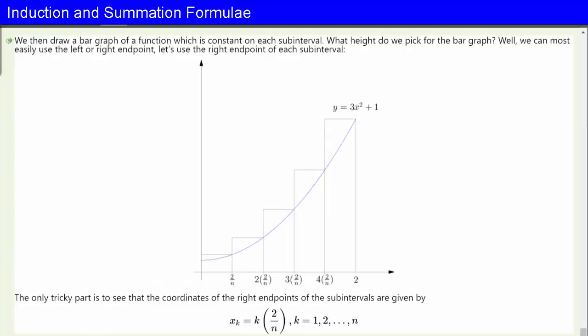We then draw a bar graph of a function which is constant on each subinterval. What height should we pick for the bar graph? Well, we can most easily use the left or right endpoint where it hits the graph of the function. Let's use the right endpoint of each subinterval to be definite. The only tricky part here is to see that the coordinates of the right endpoints of the subintervals are given by x_k equals k times 2 over n, starting with k equal 1 and ending when k is n.